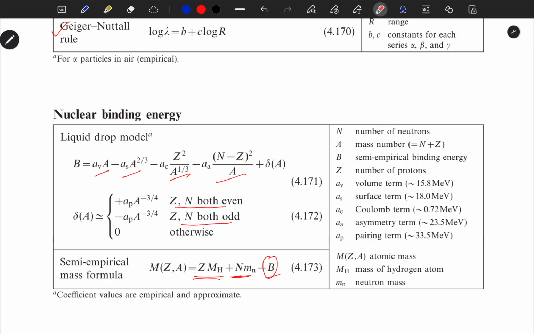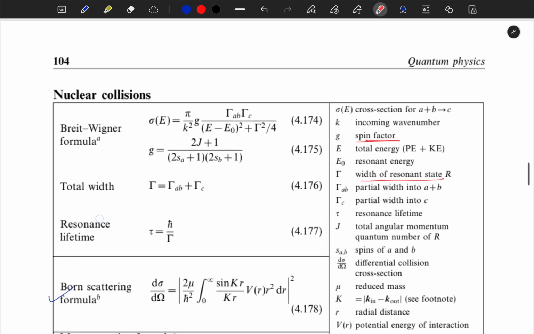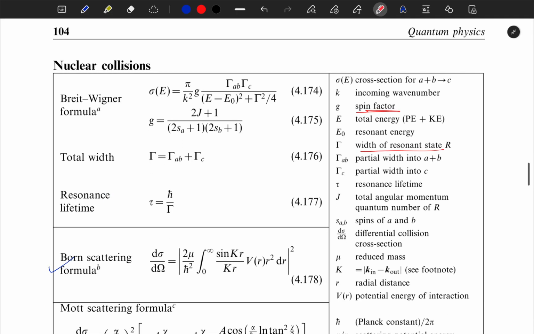Semi-empirical mass formula: number of protons times the mass of the hydrogen atom, plus number of neutrons times the mass of the neutron, minus the binding energy. That will be the mass of the system. So the binding energy will reduce the effective mass. That mass will change to the energy that will bind the system, bind the nuclei.